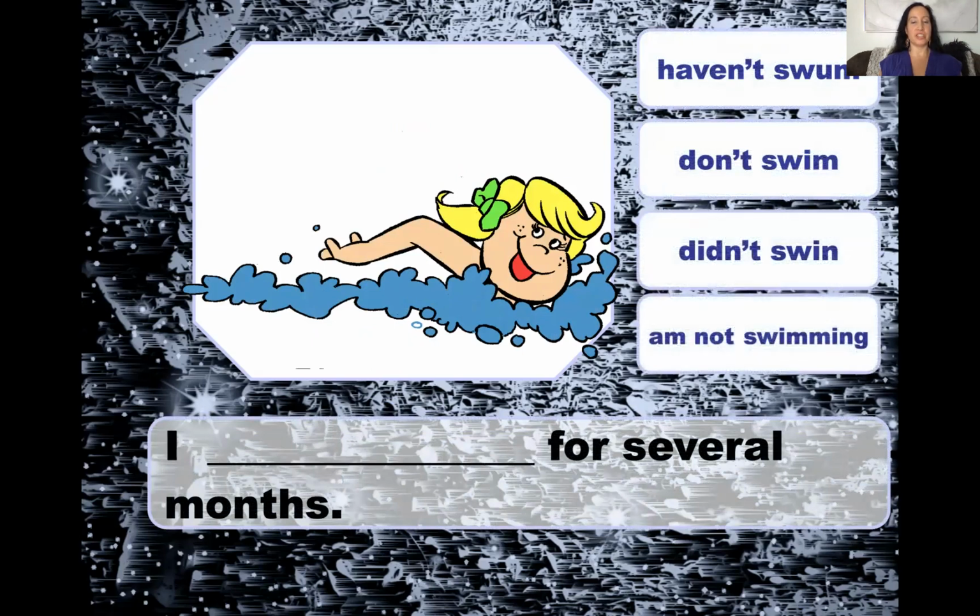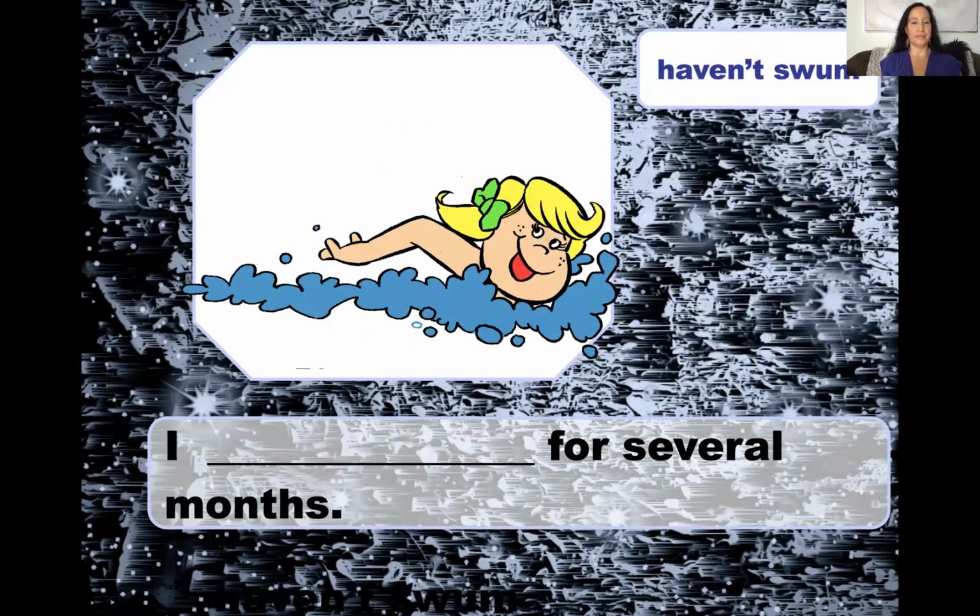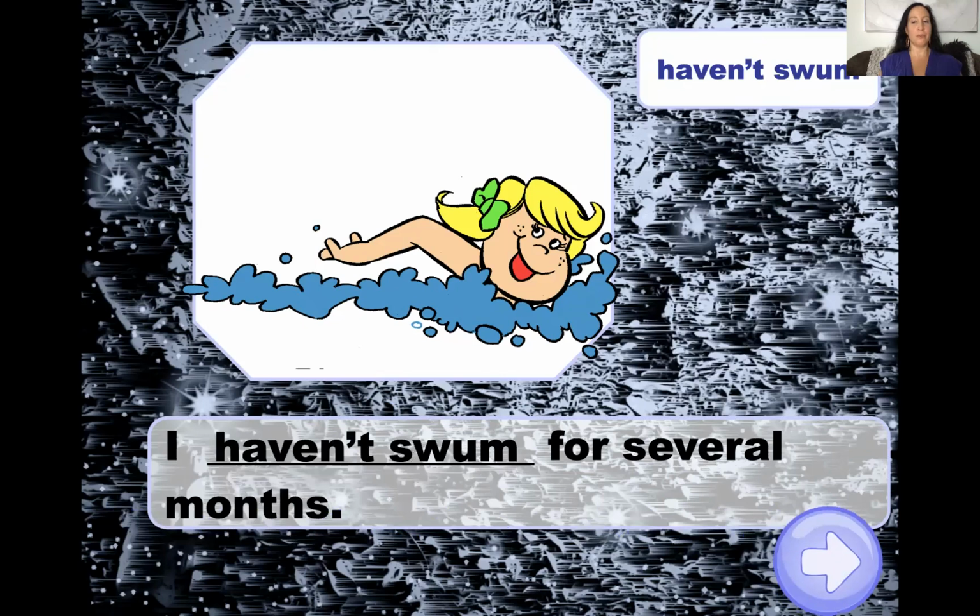I blank for several months. I haven't swum for several months. Okay. I haven't swum for several months. Now, the reason why this is swum and not swam is because we're using have. Haven't means have not. Okay. So this was tricky.